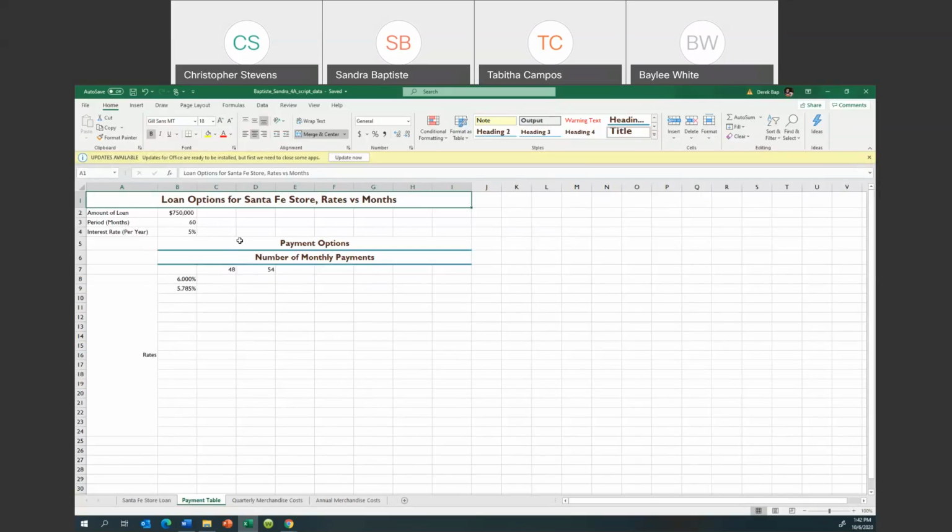So what we're going to do is set up the payment function in a second. But before that, let's figure out some differences. So let's say they had a different number of months that they could do, or they had different interest rates that they could do. So what we're going to do is select C7, D7.